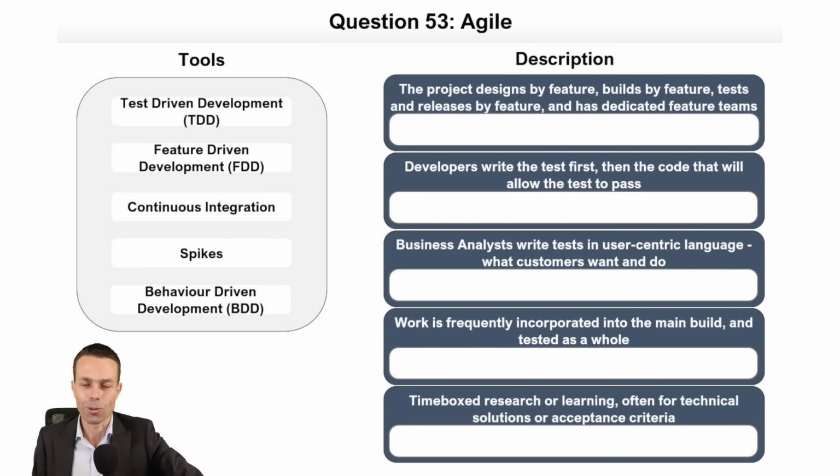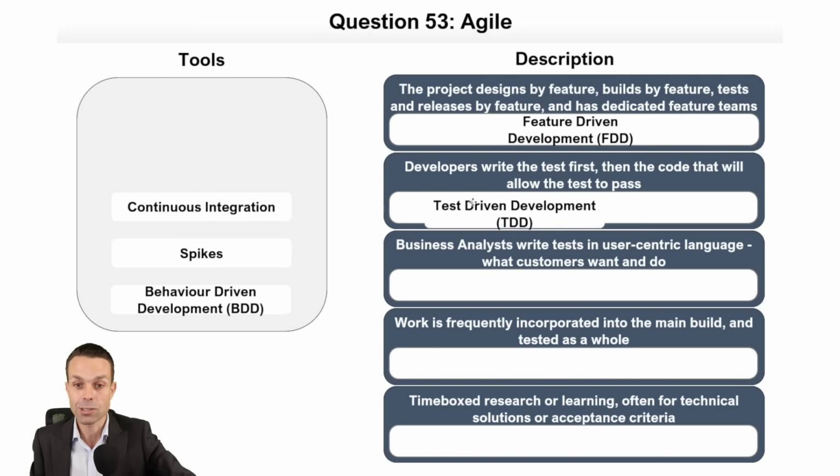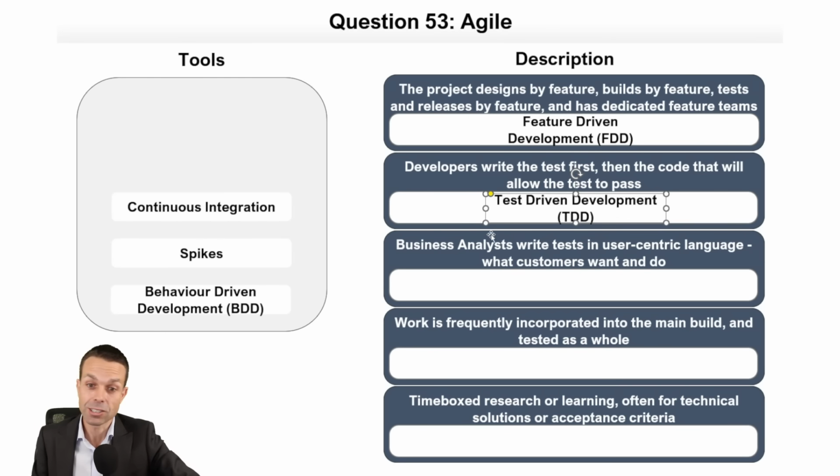Okay, Agile. Oh, lots of Agile here. The project designs by feature, builds by feature, tests and releases by feature, and has dedicated feature teams. That sounds like feature-driven development. One of my favorite ways to do Agile, and one of the frameworks that fed into the Agile Manifesto back in 2001. So really, really cool. Developers write the test first, then they write the code that will allow the test to pass. We're doing test first or test-driven development. Business analysts write the tests in user-centric language, what customers want and what customers do.